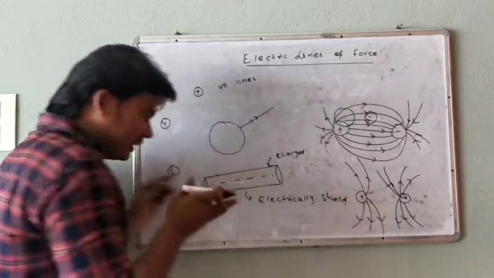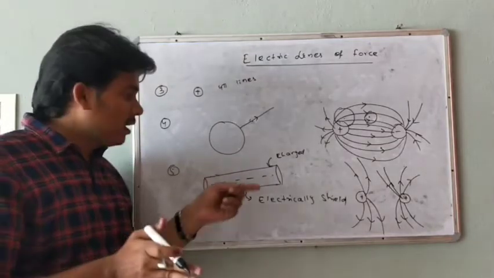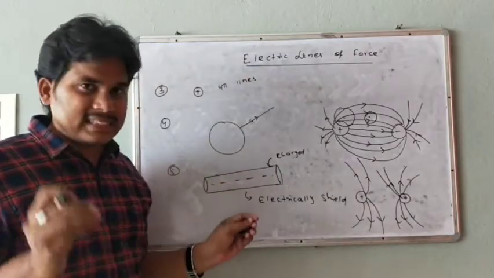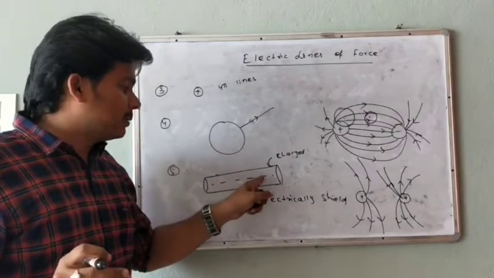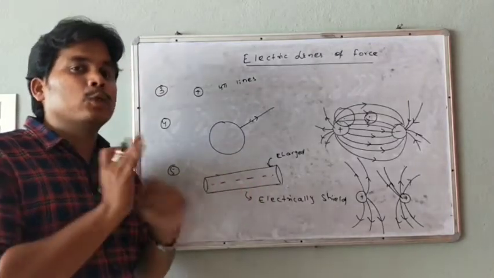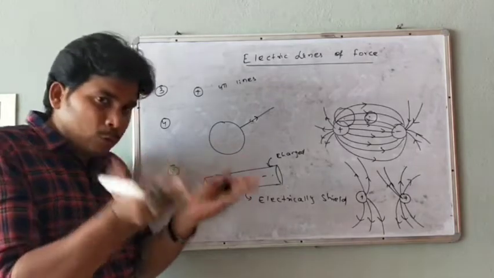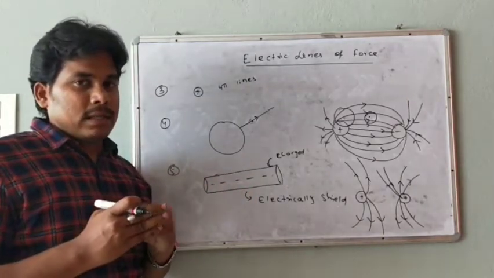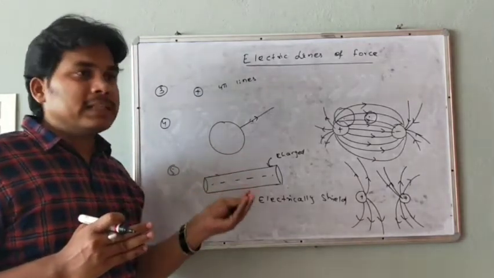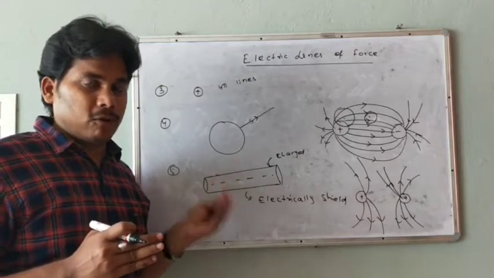Within any object, if there are charges flowing outside, there will not be any impact due to the charge inside the object. It is completely shielded by the outside surface. These all are the properties of electric lines of force.